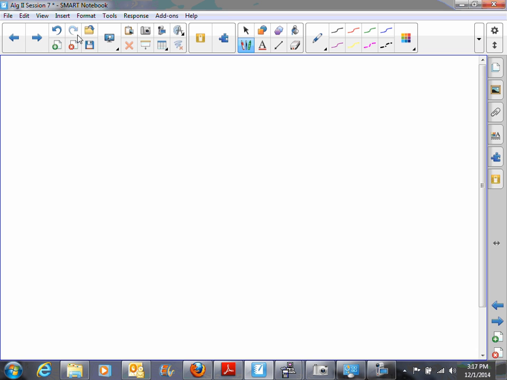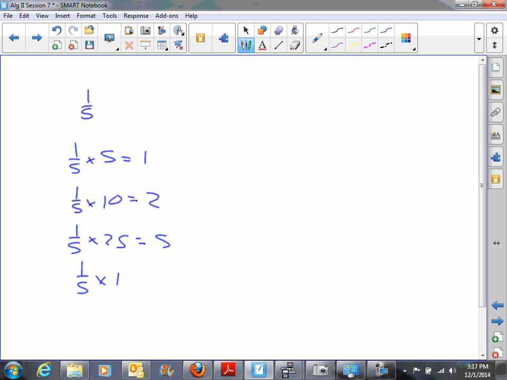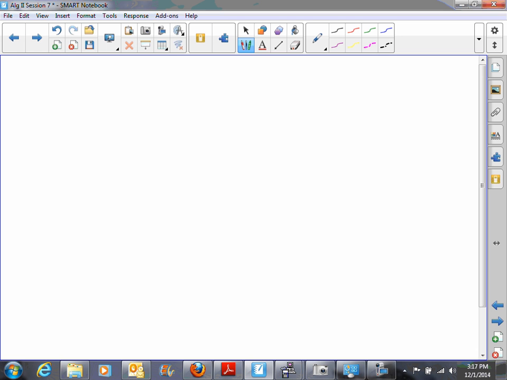Let's say we have the fraction 1/5. If you multiply 1/5 by 5, you get 1. 1/5 times 10, you get 2. 1/5 times 25, you get 5. 1/5 times 130, you're going to get 26. So any multiple of 5 multiplied by 1/5 will give you a number that isn't a fraction. Now, we make use of that fact to solve rational equations.